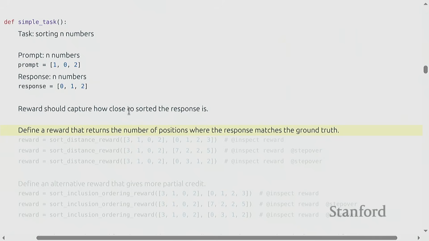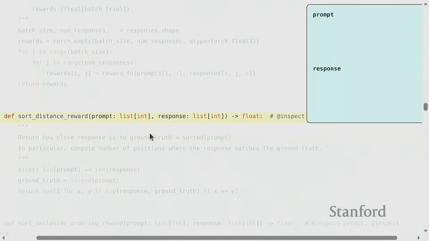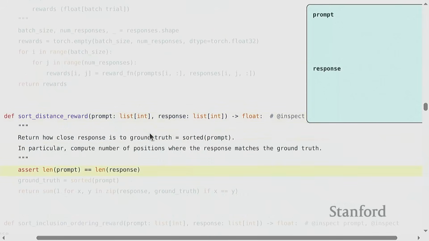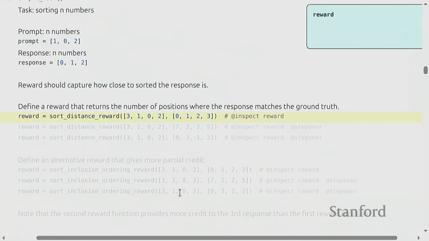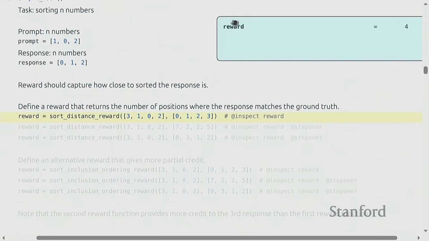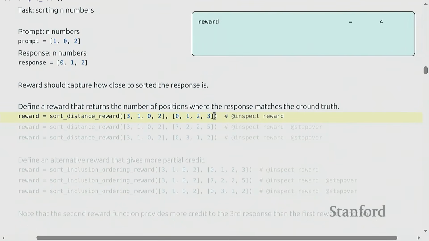So let's define a reward that gives partial credit. We're going to define a reward that returns the number of positions where the response matches the ground truth. The code looks like this: you look at the ground truth, which is the sorted version of the prompt, and you just count the number of positions where the response matches the ground truth. So the reward for the correct answer is 4, because 4 positions match.